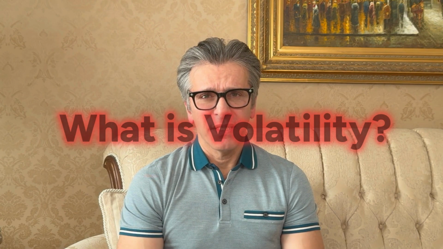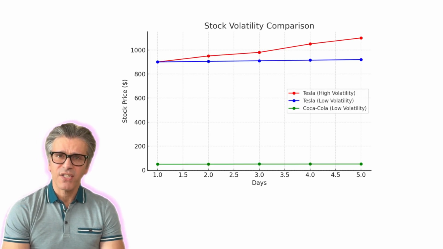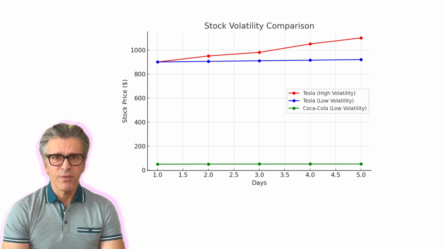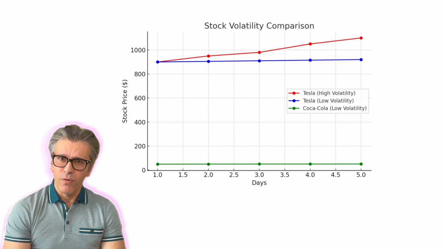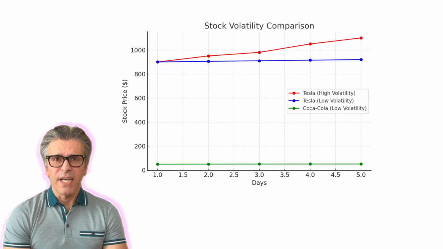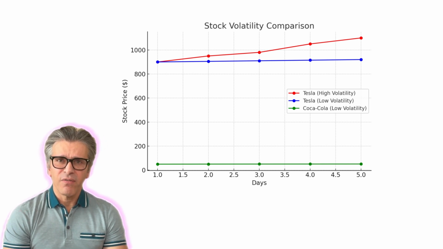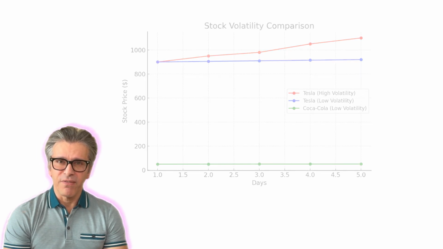What is volatility? Volatility measures how much a stock moves. Some stocks like Tesla can swing between 5 to 10% daily. That's high volatility. Others like Coca-Cola barely move 1% in a week. That would be considered low volatility. For example, if Tesla jumps from 900 to 1,100 in a week, that's high volatility. But if it moves from 900 to 920, it would be categorized as low volatility. Basically, more volatility equals higher uncertainty, which makes options more expensive.